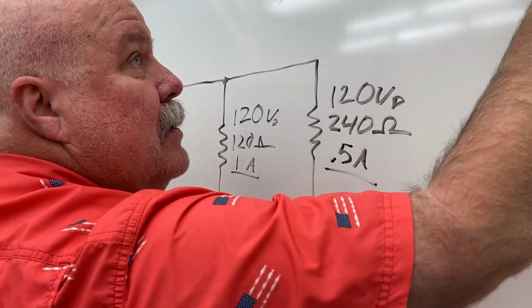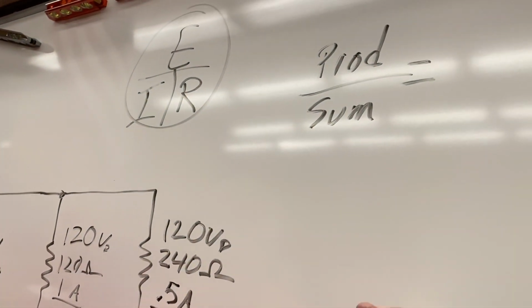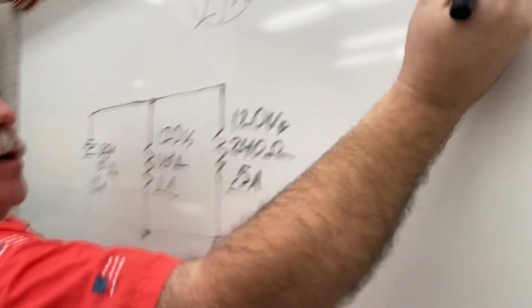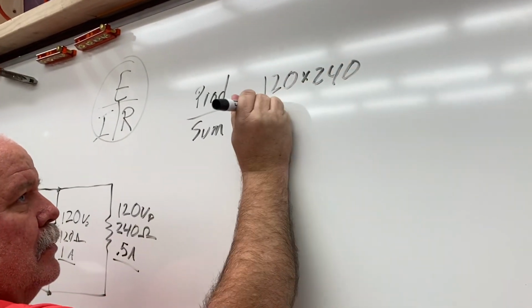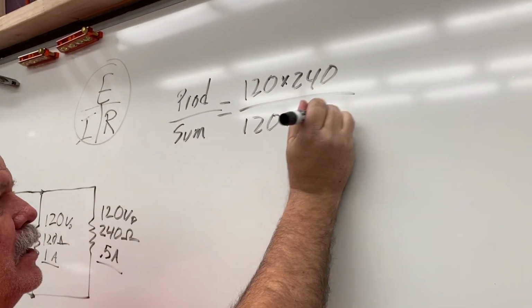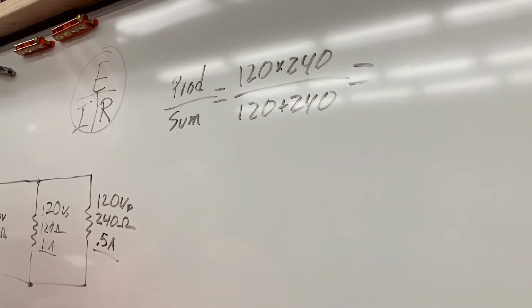But another method for doing this Ohm's law thing, or calculating the value of these, is the product over the sum formula. Product over the sum is 120 times 240 over 120 plus 240, which is the same as, what's 120 times 240?